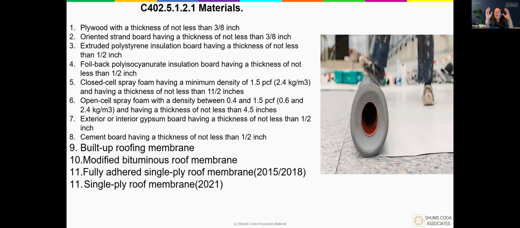And then we have our roofing materials. And yes, I do have 211s on here. The reason I'm showing 211s is because in the 15 and 18, it did allow for single ply roof membranes, but it had to be fully adhered. In the 21, they removed the requirement that it had to be fully adhered. So now single ply roof membranes are considered to be an air barrier when utilized. So these are the types of materials that may be utilized up on the roof to make sure that we're maintaining a continuous air barrier even at the roof level.